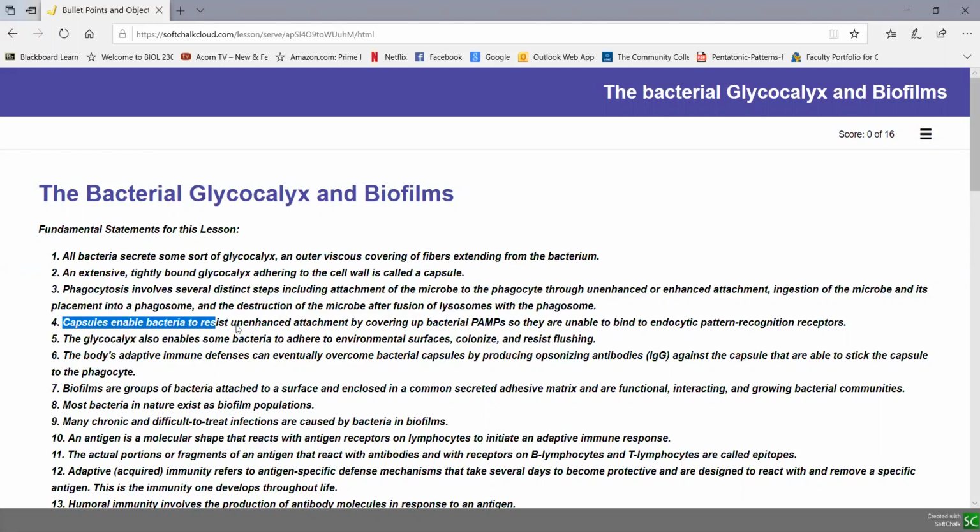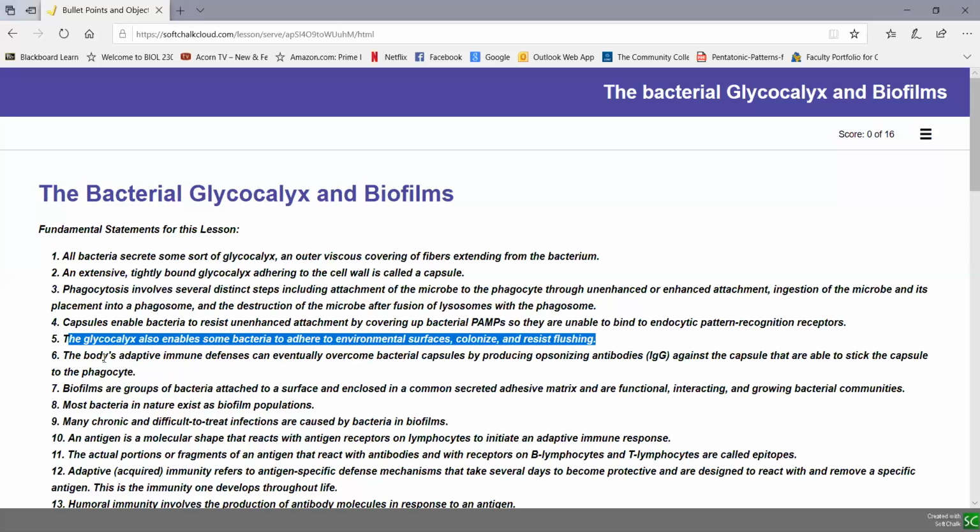Capsules enable bacteria to resist unenhanced attachment by covering up bacterial PAMPs so they're unable to bind to endocytic pattern recognition receptors. The glycocalyx also enables some bacteria to adhere to environmental surfaces, colonize, and resist flushing.